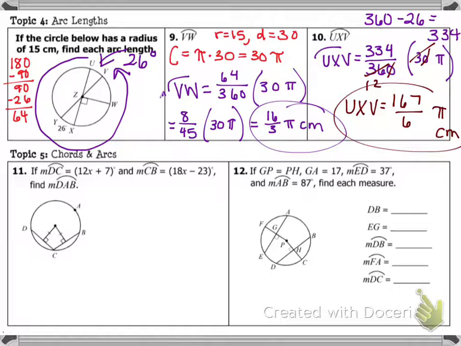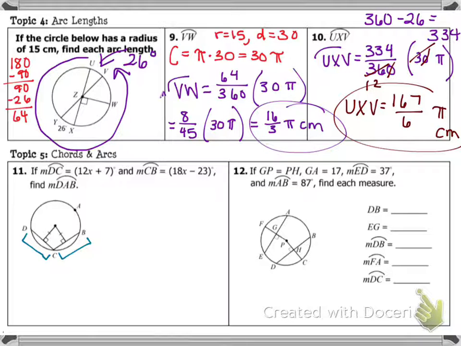Okie dokie, for topic 5, we need to remember the theorem that showed us that if we have two chords that are equidistant from the center, they have to be the same length. We went over that weeks ago. So that means D to C has to be the same size as C to B.